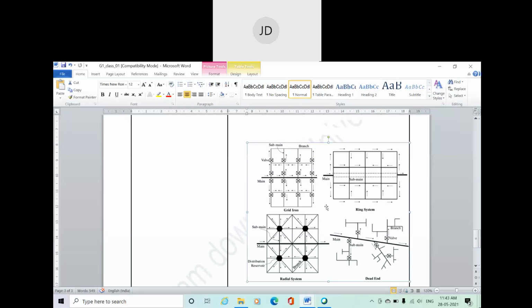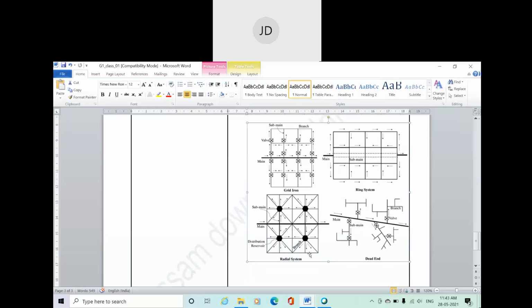Here you can see the ring pattern. This is mainly the main line, and here is the sub line. So this is a ring pattern. Here you can see the radial pattern. Why is it called radial? Because from this main line, you can see the sub main line or distribution reservoir. From the main line, the water goes to this reservoir. In different areas, in different communities, there will be a central reservoir. From the reservoir, the water goes through different parts of the area in a radial direction. That means the water is going out from this central reservoir water tank.